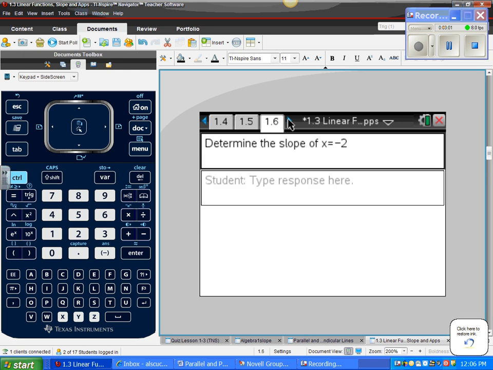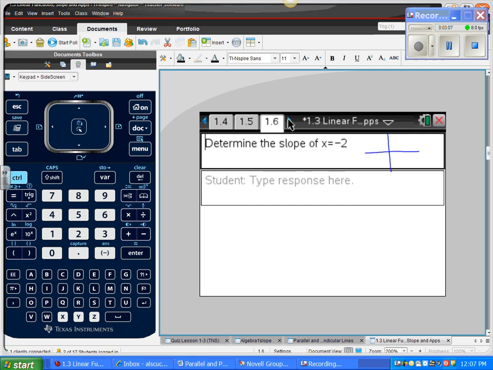All right, so determine the slope of x equals negative 2. First thing you need to decide is if that's horizontal or vertical. The x-axis is your horizontal, so x equals negative 2 is going to be a vertical line. Okay, so that is going to have a slope of undefined or no slope.